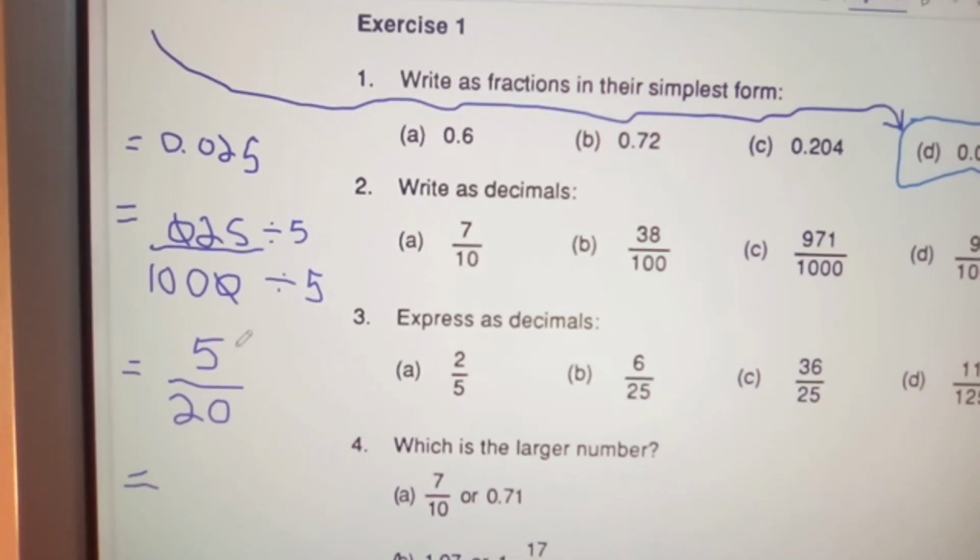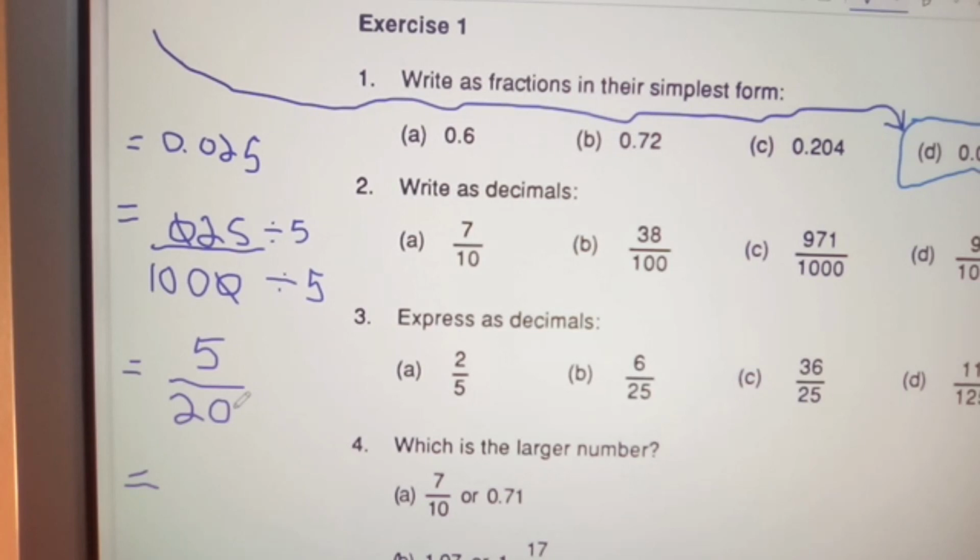So if I again divide this 5 and the 20 by 5, what do I get? So let's see. Divide that by 5. Divide the, don't forget, numerator.